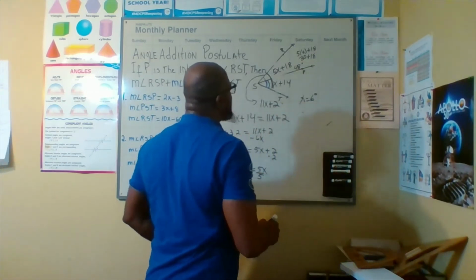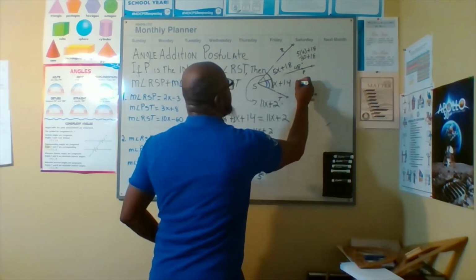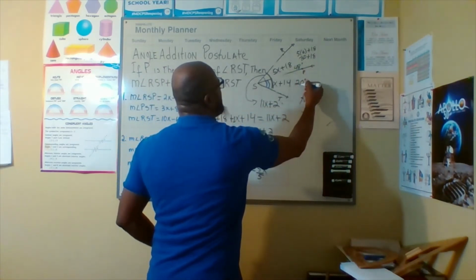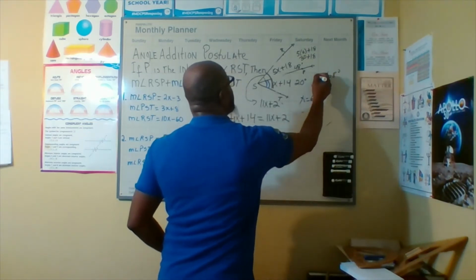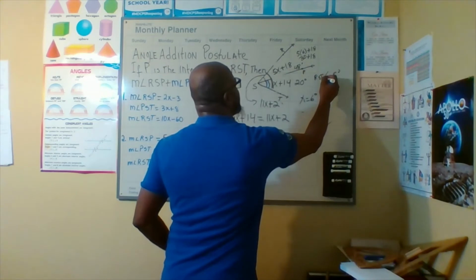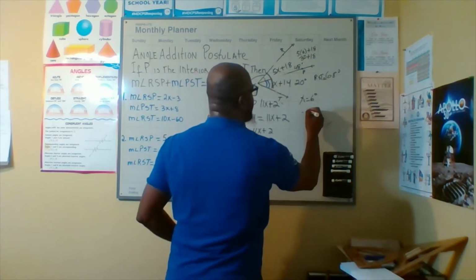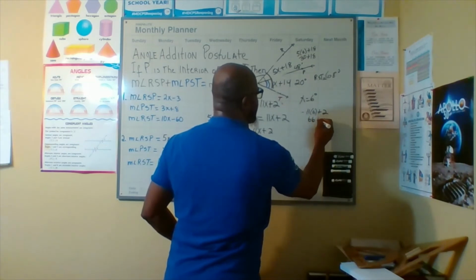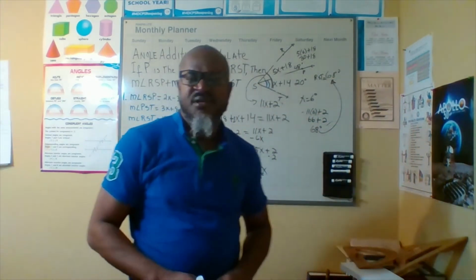Right? And this will be 6 plus 14, which is 20. So in this case, you will see that it's not drawn to scale. So 48 plus 20, the entire angle will be 68, which is RST. So if you don't believe, you can come here. This is RST, right? 11 times 6 plus 2, 11 times 6 is 66. 66 plus 2 is 68. Either way we check it out, right? That's the angle addition postulate, guys.